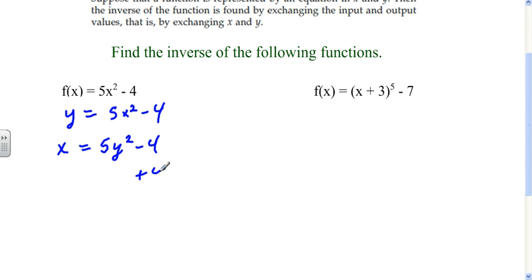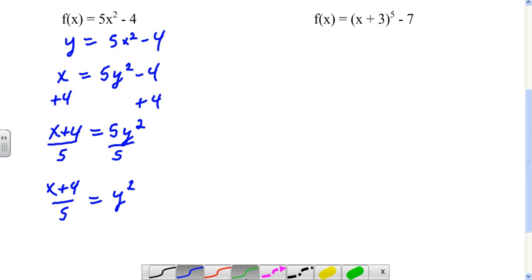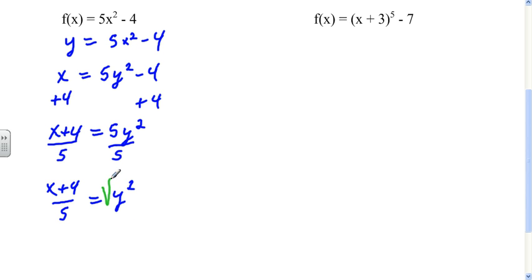The first thing we'll do is add 4 to both sides. So we get x plus 4 equals 5y squared. And then we'll divide by 5. So now we have x plus 4 over 5 equals y squared. And then to undo the exponent, y squared, we're going to take the square root of both sides. We're going to undo that squared by doing the square root.